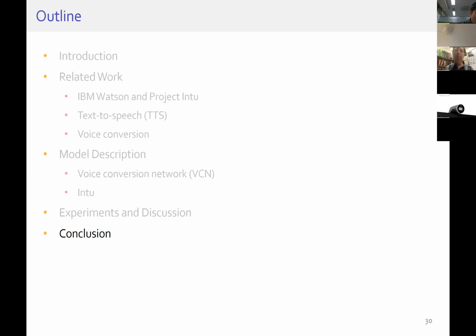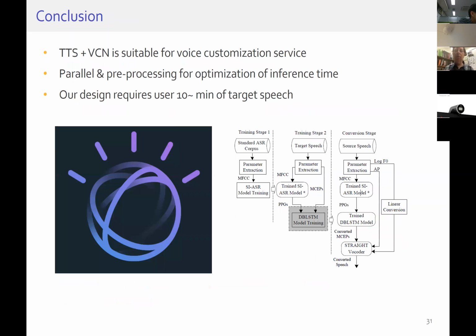Finally, we present the conclusion. These are the conclusions of our study. We confirmed that connecting TTS and VCN suits the voice customization service. Also, we suggested parallel and pre-processing methods for time optimization. Finally, we empirically showed that the voice conversion network needs around 10 minutes to be properly trained.